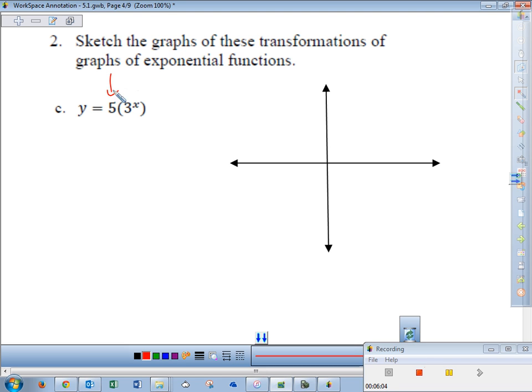But then, this number in front of the parentheses has to do with dilation. Will that be a vertical dilation or a horizontal dilation if he's in front of the parentheses? Vertical or horizontal? Vertical, stretch by a factor of 5. This guy got vertically stretched by a factor of 5. Cool? That means it'll get a little skinnier.